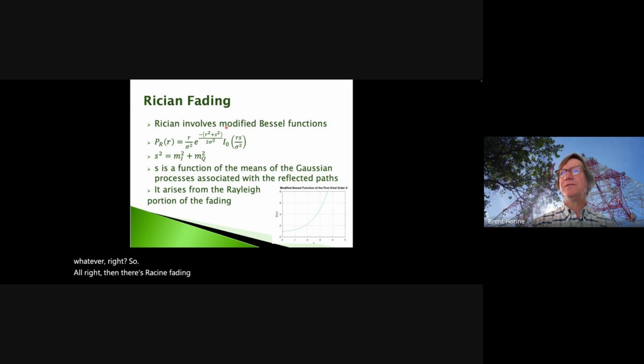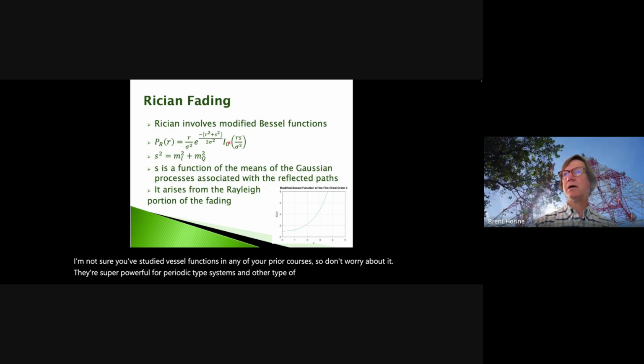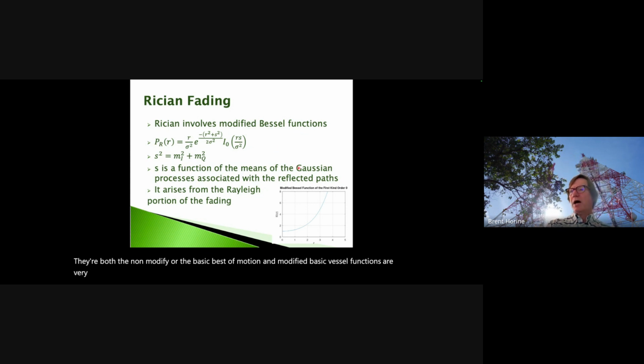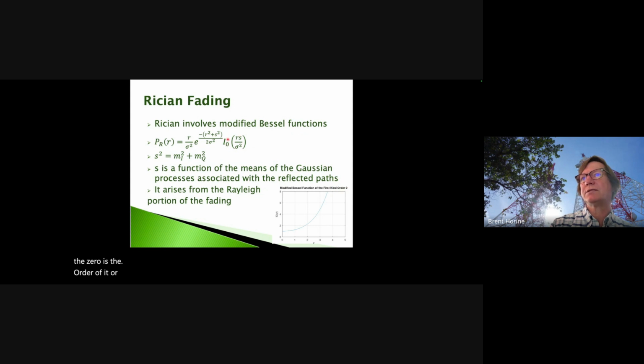Now Riccian fading involves modified Bessel functions. Not sure you've studied Bessel functions in any of your prior courses, so don't worry about it. They're super powerful for periodic type systems and other types of things. Both the basic Bessel function and modified Bessel functions are very powerful for modeling engineering systems. This I then defines a modified Bessel function, and the 0 is the order of it. So that's parameterized. It could be 0, 1, 2, 3, 4, 5, that type of thing, right?